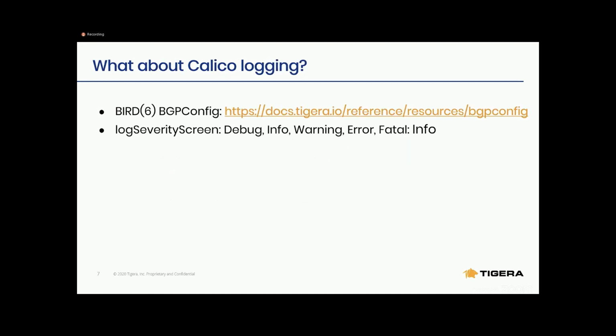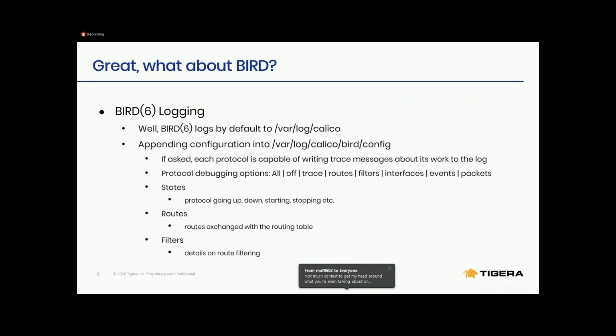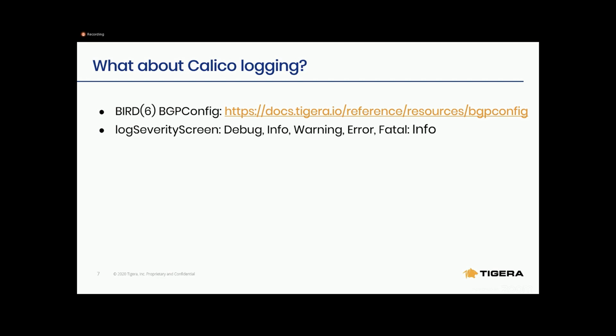We also have logging in Calico for Bird as part of the BGP config, but it's just the logging that we're collecting from Bird. So it doesn't actually change the state that Bird is logging in. It just collects the information that it has, if that makes sense.